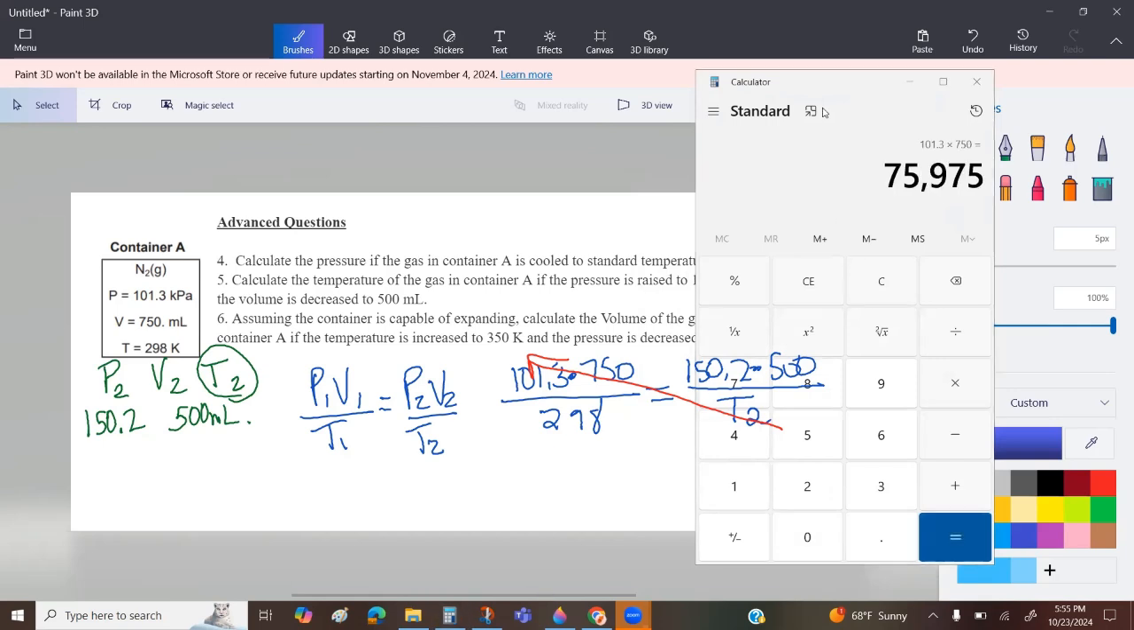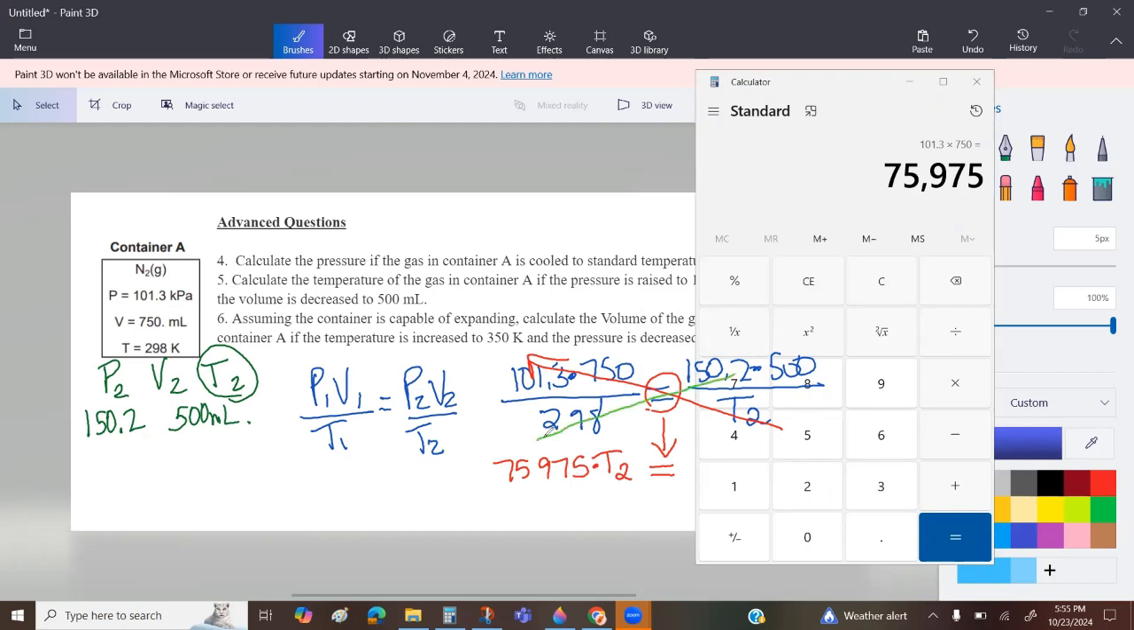75,975. T2. Don't forget your variable. You're not going to know what to solve for. Now I'm going to bring my equal sign down. Make sure I keep track of my work. And then I'm going to cross multiply in the other direction.